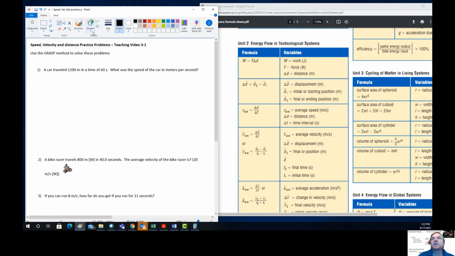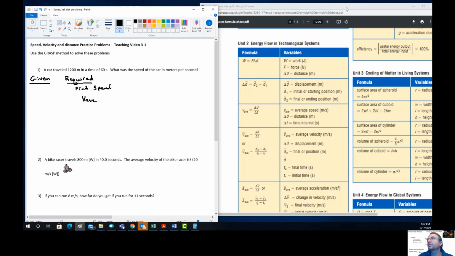A car traveling 1,200 meters in a time of 60 seconds. What's the speed? Okay, so GRASP. What are we given? What's required? And I often try to start with what's required. What's it asking? It's looking for speed. Find speed, in other words, v_av, on our formula sheet.